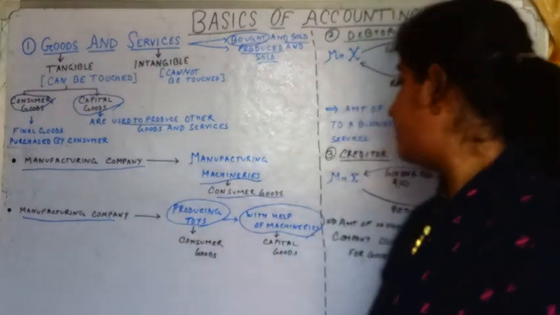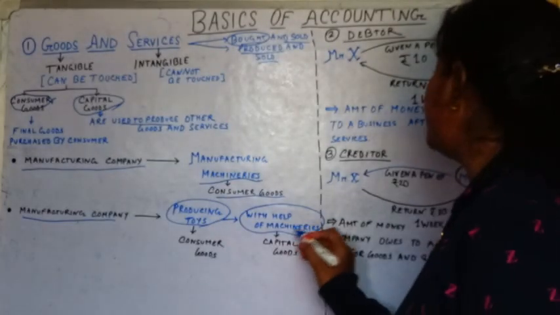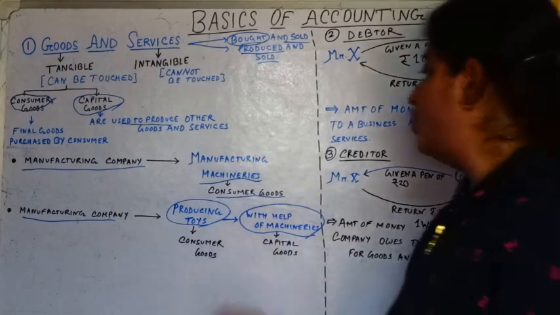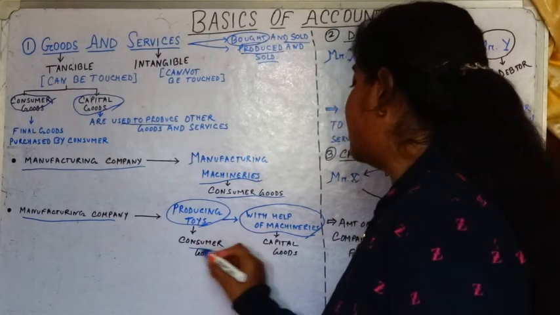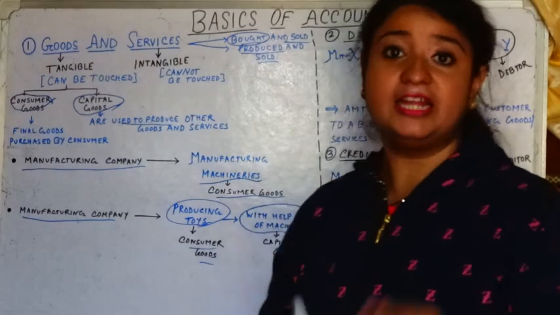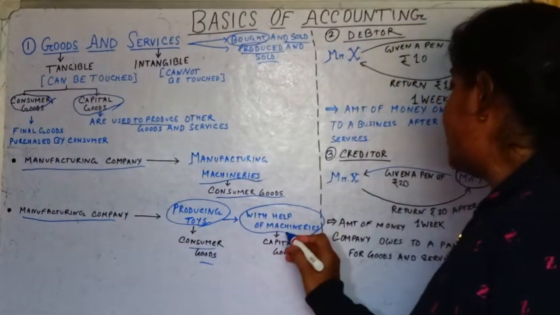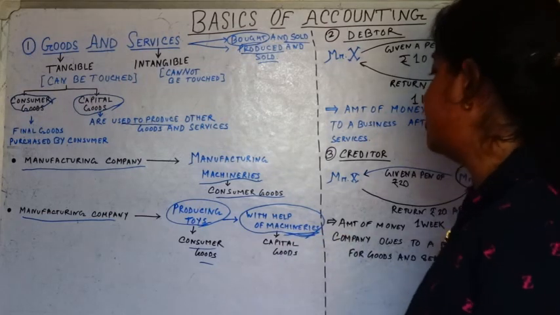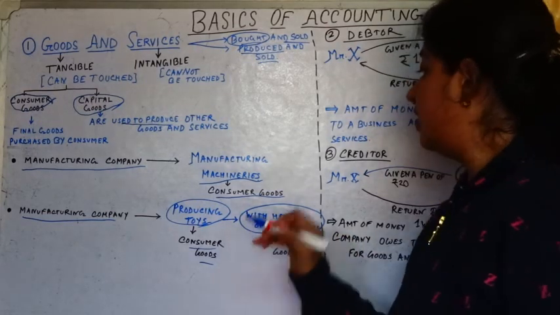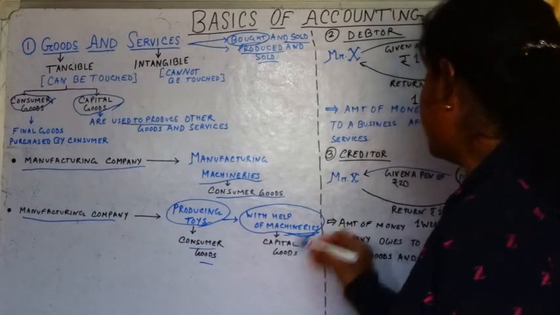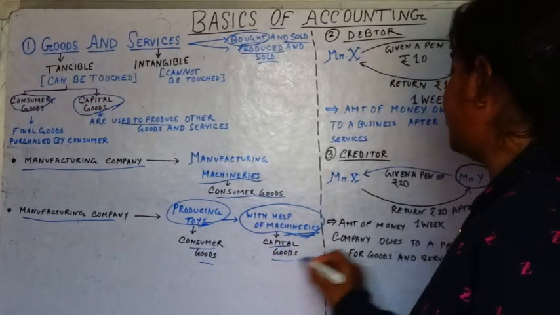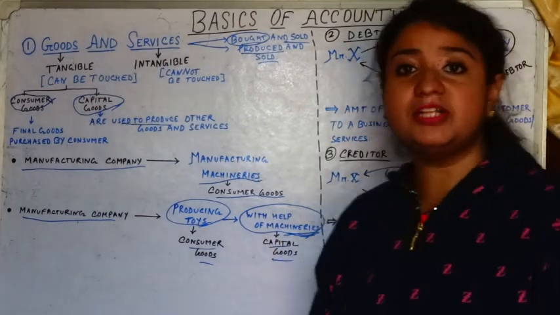So they are basically producing the toys with the help of machineries. Now, toys become the consumer goods because they are finally consumed by the consumer. And with the help of those machineries, he is producing the toys. So the machinery here becomes capital goods. So I think it's very much clear to you.